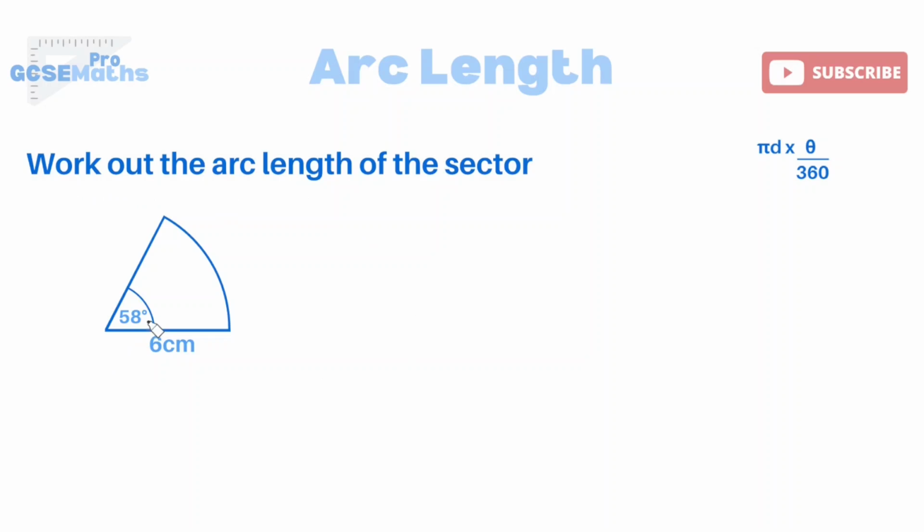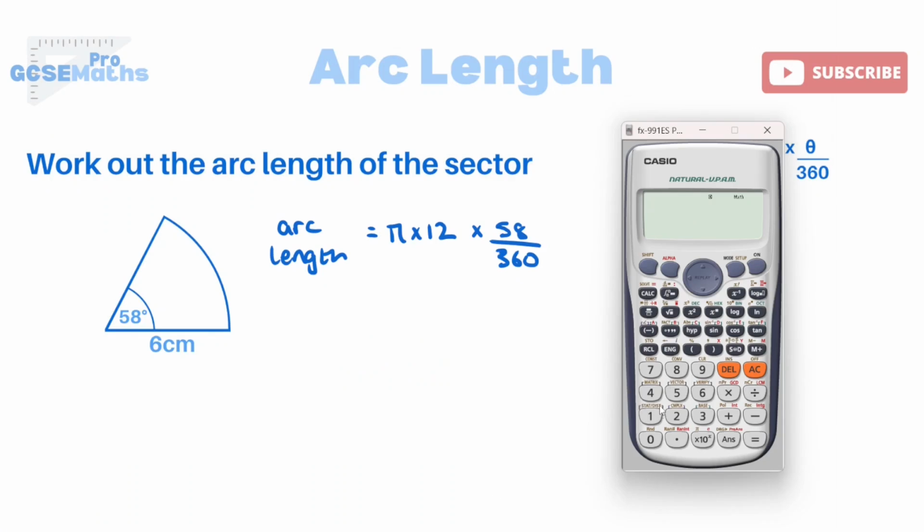Here we've got 58 degrees as our angle and 6 centimeters as our radius. So the arc length is pi times the diameter. Now in this case, obviously with sectors, you're most likely to be given the radius, but I know that the diameter is 2 times the radius. So I know that's actually going to be 12, isn't it? Pi times 12 times by what fraction of the whole circle am I working with? Well, I've got 58 over 360 degrees. And then we just put it in the calculator.